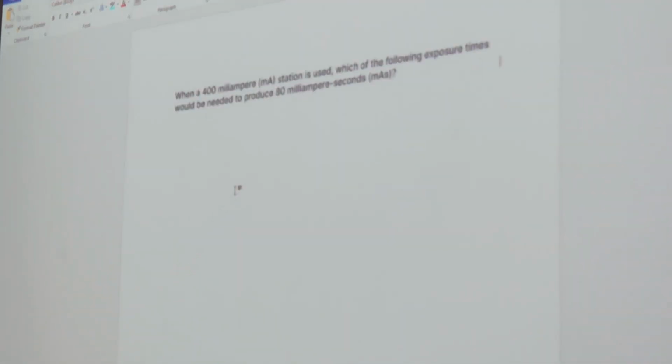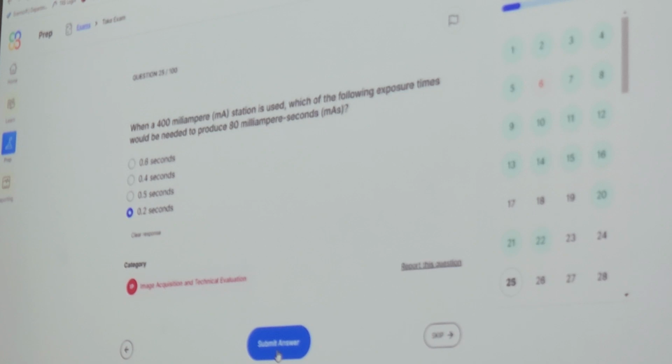Let's look at what mA multiplied by s is. Remember, our best equation is mA times s equals mAs. Do we have mA? Yes, 400. Do we have s? No. Do we have mAs? Yes, 80. So we're trying to find our unknown. How do I get this by itself? Divide both sides by 400. So 80 divided by 400 equals 0.2 seconds. So your guess was correct, but you need to know the process.